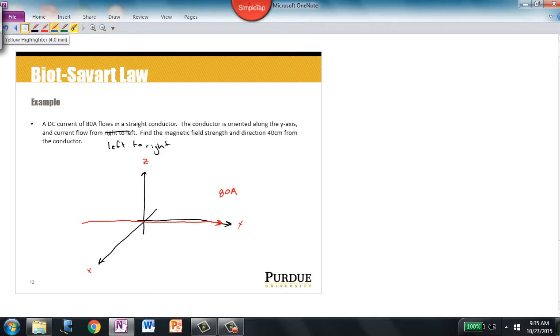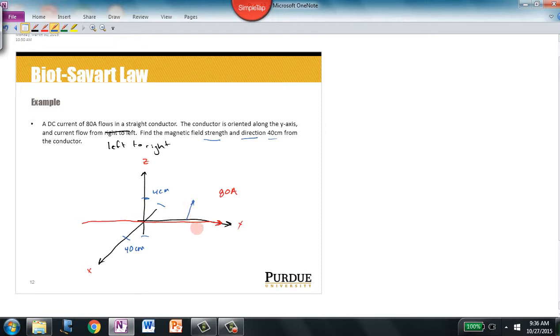So the question that has been posed to us is, let's determine the magnetic field strength and the magnetic field's direction 40 centimeters from the conductor. Well, what does 40 centimeters from the conductor mean? I could go 40 centimeters from the conductor on the positive x-axis, right? That's 40 centimeters away. I could go 40 centimeters away on the positive z-axis. I could go on the negative x-axis, I could go on the negative z-axis, I could go to some position in space that is 40 centimeters away and doesn't lie on the z or the x-axis, that has a component in both z and x. There's a variety of locations that are all 40 centimeters away.